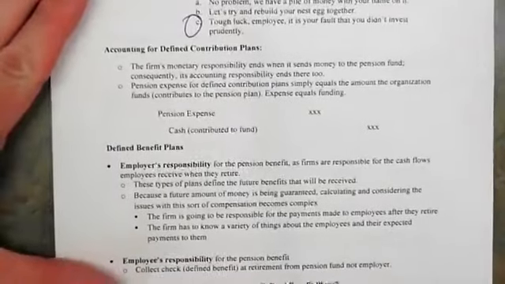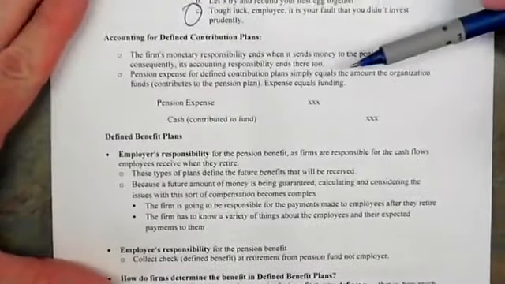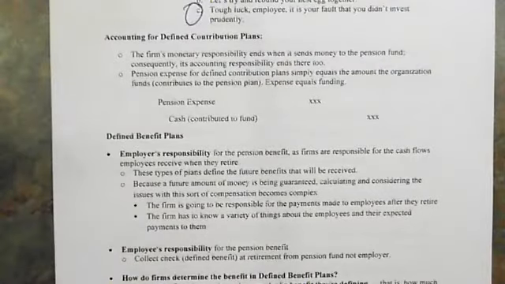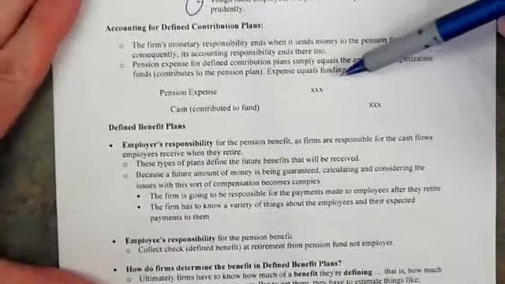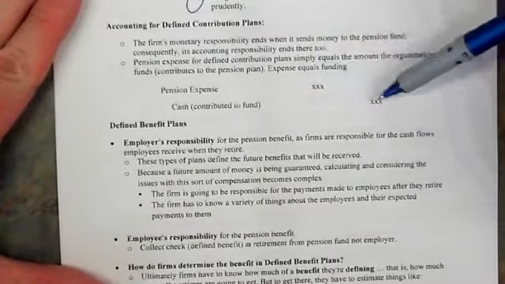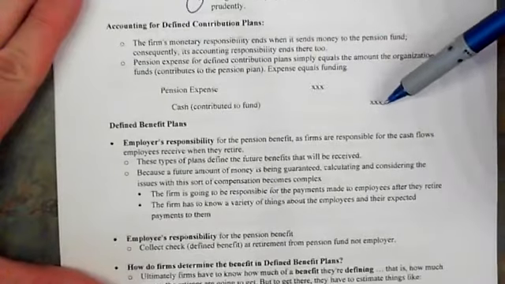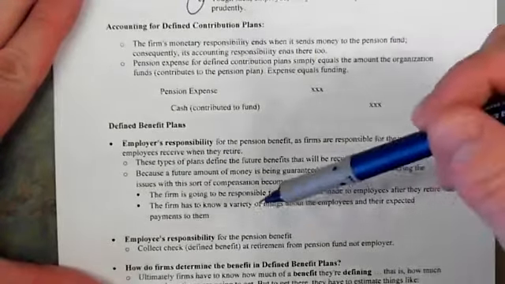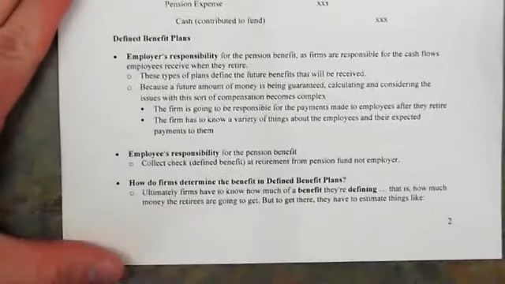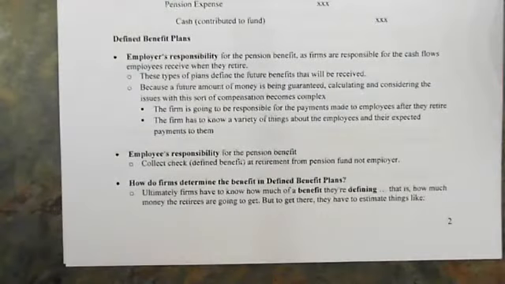So that's a defined contribution plan. Employees are the responsible party. The employer doesn't have much responsibility at all, except putting money into the fund for the employee. Because of that, it's a very simple journal entry. Like I said, pension expense equals the amount of cash that the employer contributes to the fund. That's all they have to record. It's that easy. End of story. That's a defined contribution plan. Don't you wish it ended there? Defined benefit plans, believe me, you will wish in just a moment.